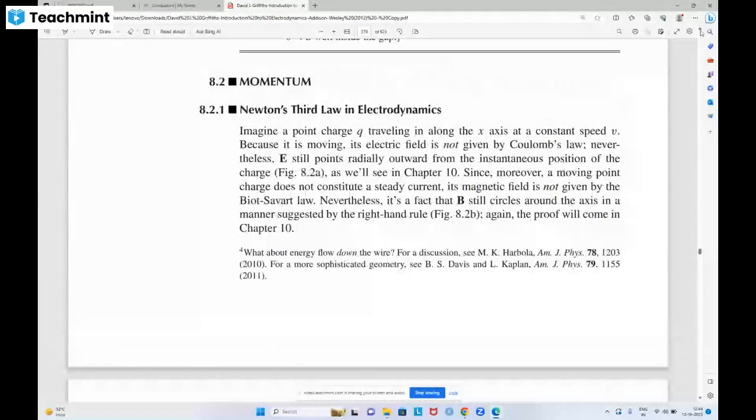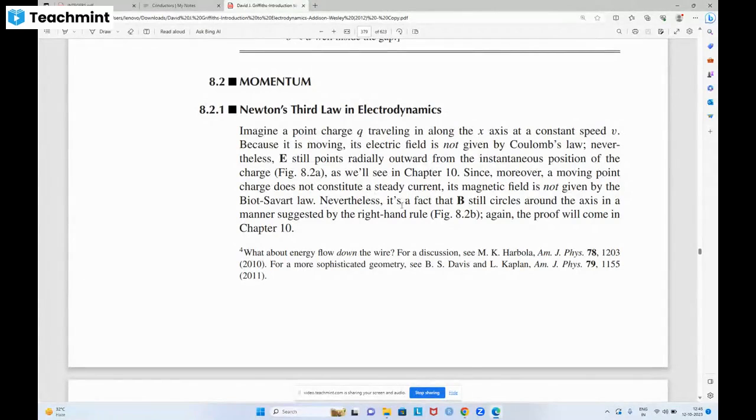What is it? And we learn here Newton's third law in electrodynamics. Imagine a point charge q that's traveling along the x-axis at a constant speed v. Because it is moving, its electric field is not given by Coulomb's law. Nevertheless, E is still pointing radially outward from the instantaneous position of the charge. As we'll see in chapter 10, and since a moving point charge does not constitute a steady current, its magnetic field is not given by the Biot-Savart law.